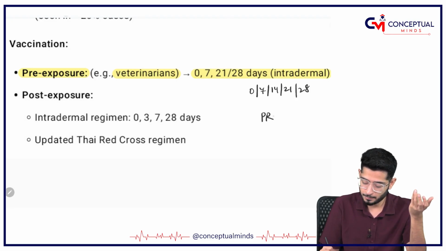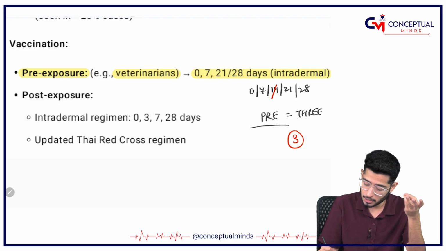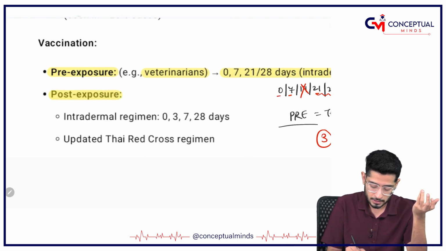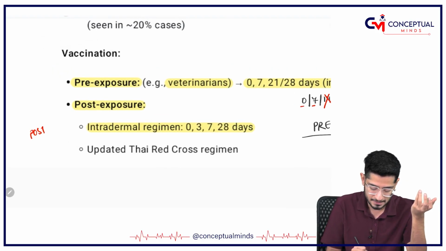So pre, P-R-E, pre is equal to 3. You are supposed to take how many doses? 3 doses. So cut the 14-day dose, and 0, 7, and either the 21st or 28th you are going to take. Post has got how many letters in it? Post has got 4 letters in it, my dear friend. P-O-S-T. So you are going to take 4 doses.